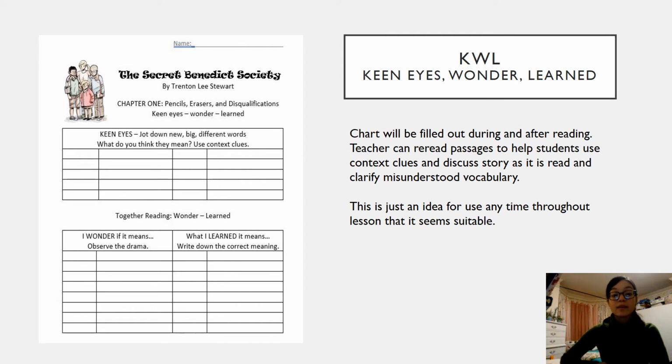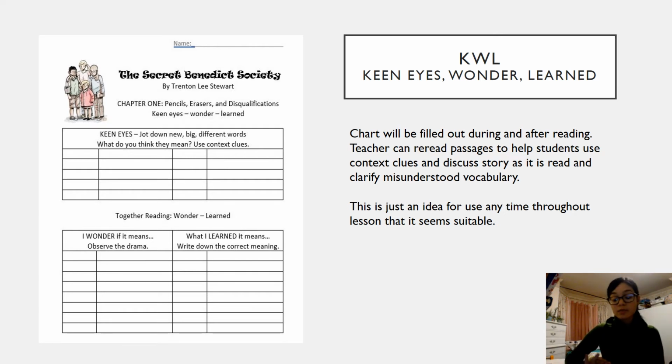I would then pass out the KWL chart. I changed the K to Keen Eyes, as in watch out for new words or vocabulary words that you don't understand. They will write down those words that they don't understand. They can include the ones that we just discussed, plus the ones that we will be seeing as we read. Now you would be reading chapter 1. It's titled Pencils, Erasers, and Disqualifications. While you're reading, like I said, they can write in the K charts for words that they don't recognize.